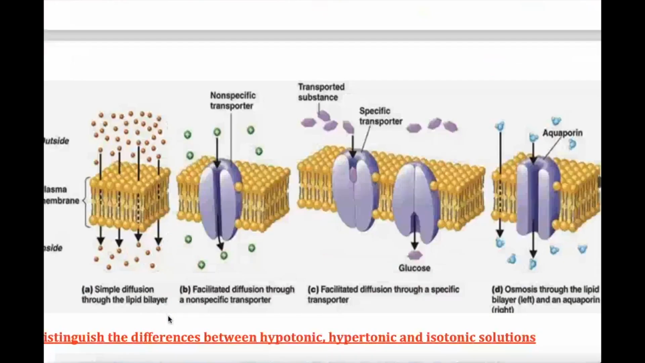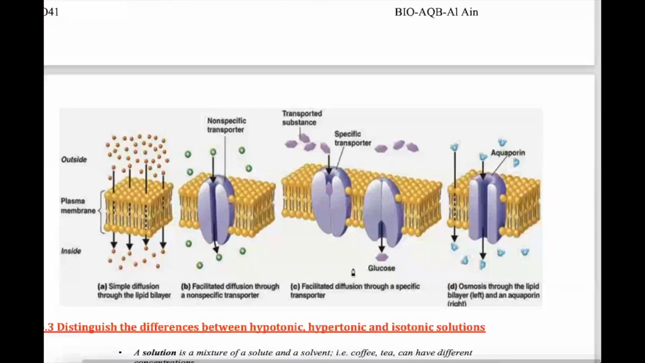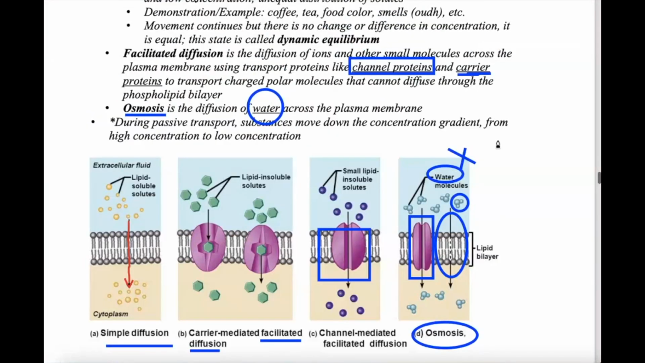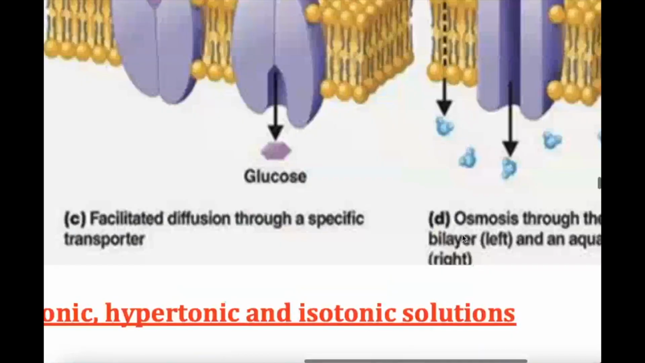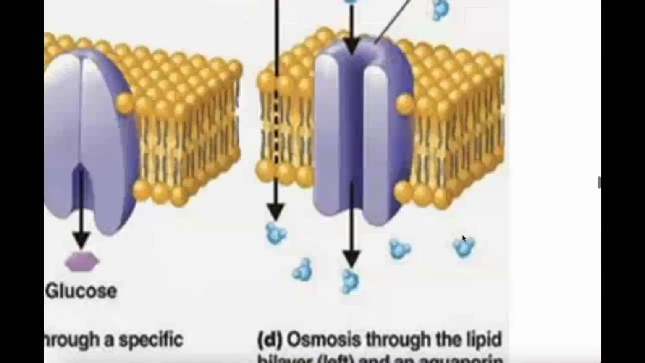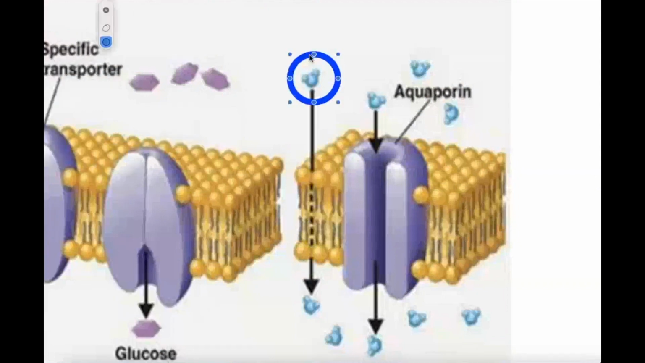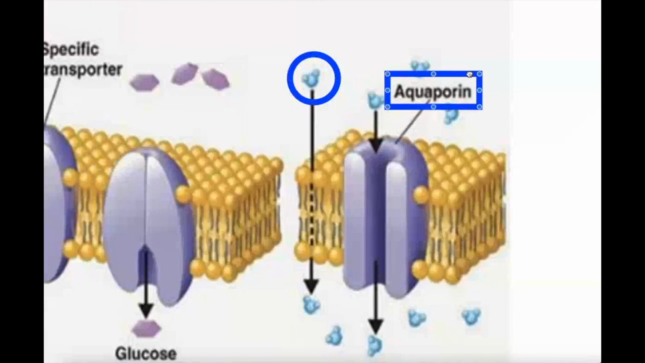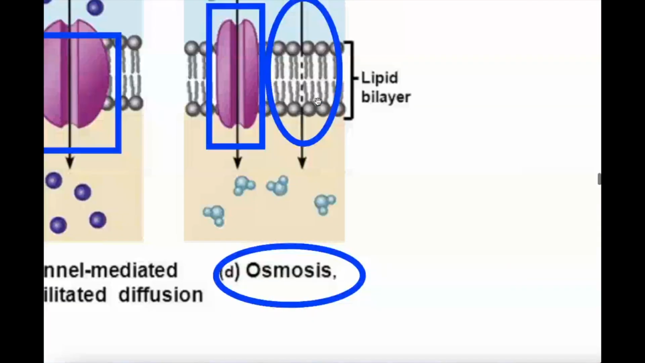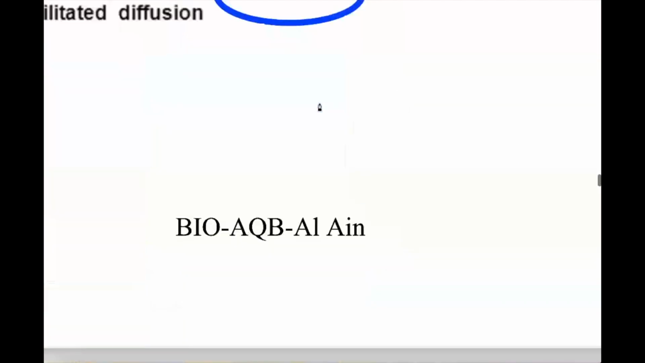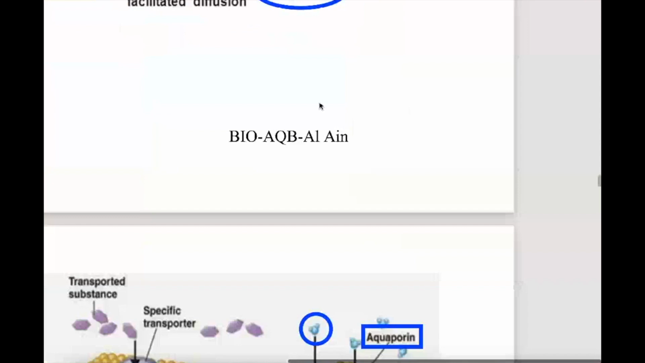So try to identify the pictures. Same here, try to identify the pictures. Now you don't see water written in this picture, but you see the water molecule shape, oxygen and two hydrogens. Or you see aquaporin, or you see water written. So anything you see, it means that this is osmosis.